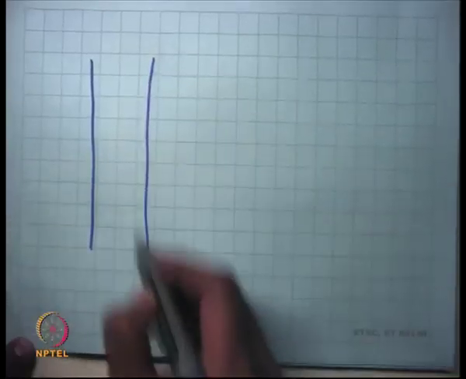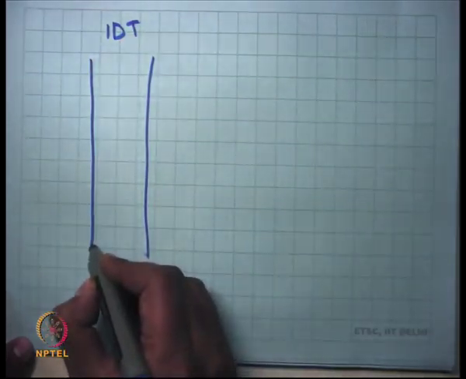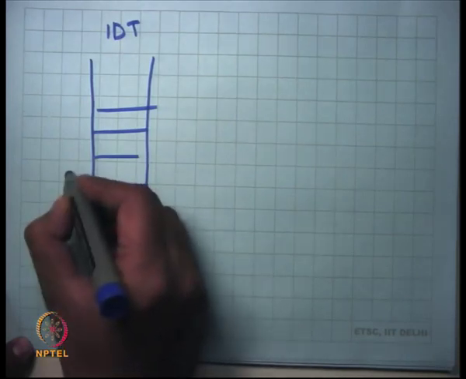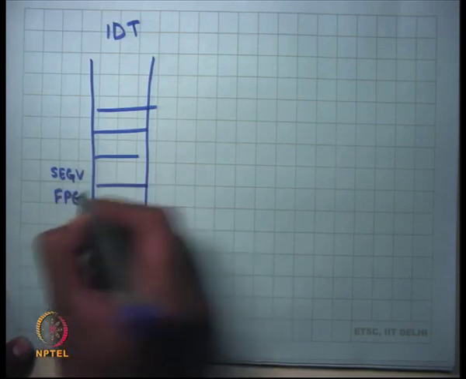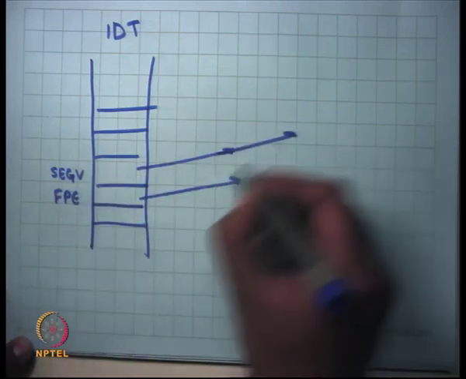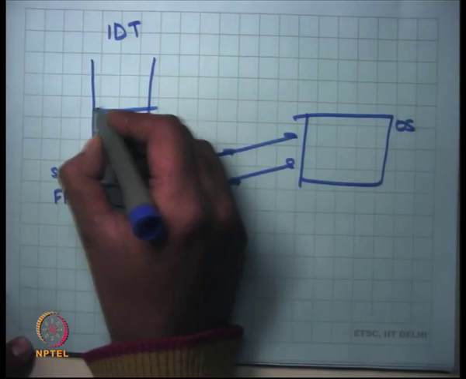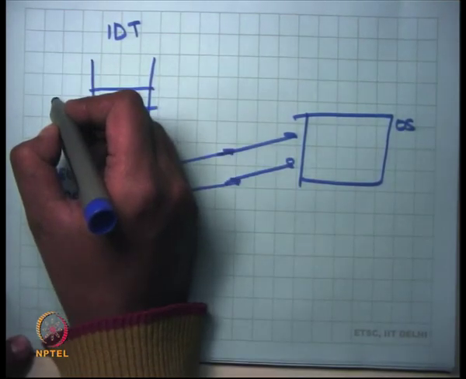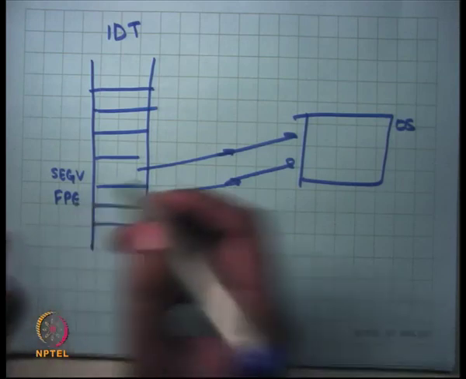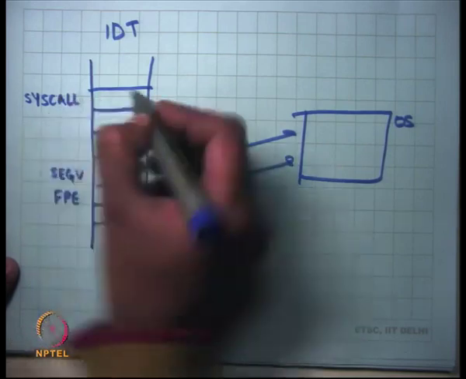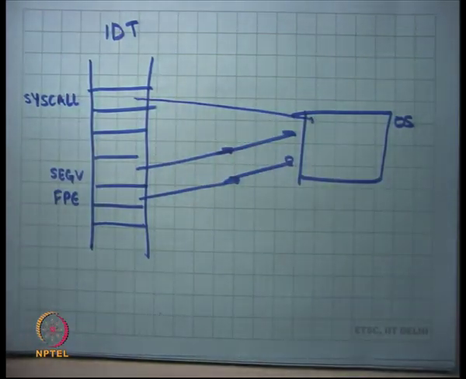Let's say this is the interrupt descriptor table, and here are all these entries. Let's say some of these entries are pointing to, let's say this is for the segmentation fault, and let's say this is for the floating point exception, and they are pointing to appropriate handlers in the OS space. Right. And then there is this special number which the operating system can define as a system call number. So let's say this is the syscall number, which will also point into the OS address space.